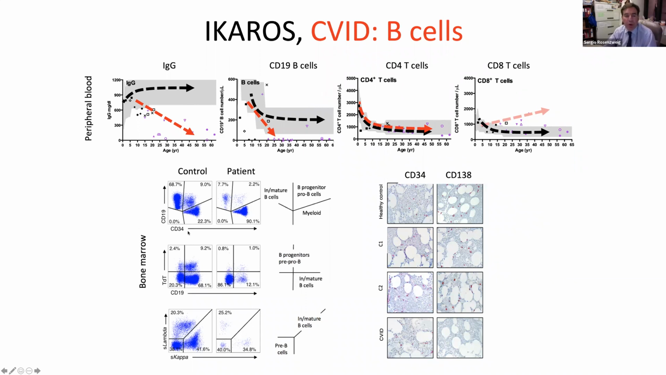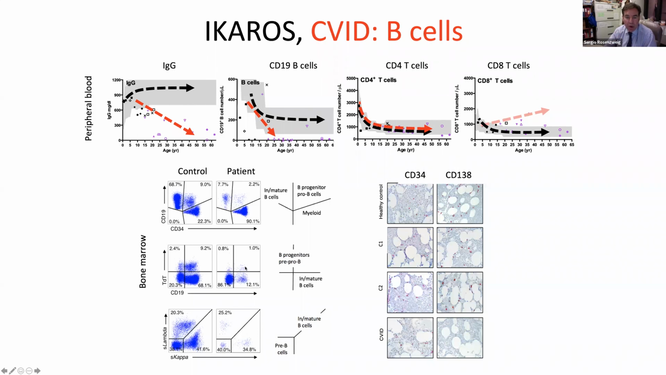If you go to the bone marrow, you can see that the arrest is very early. Here you have the control bone marrow. Here you can see the patient bone marrow. You can see a significant decrease in immature B cells and also pro B cells. You can see how low they are compared to a healthy control. And if you go to the earliest stages of B cell development, you can see that the B cell progenitors, pre-pro B cells, are markedly decreased.